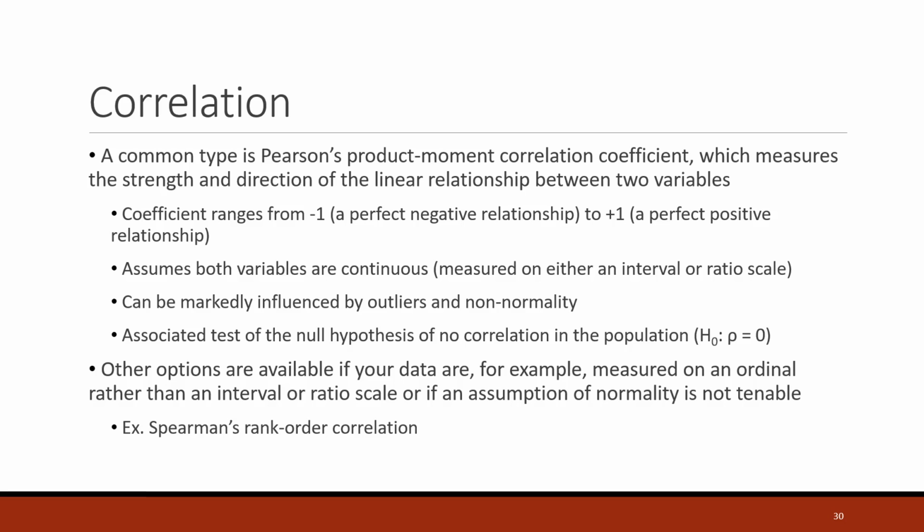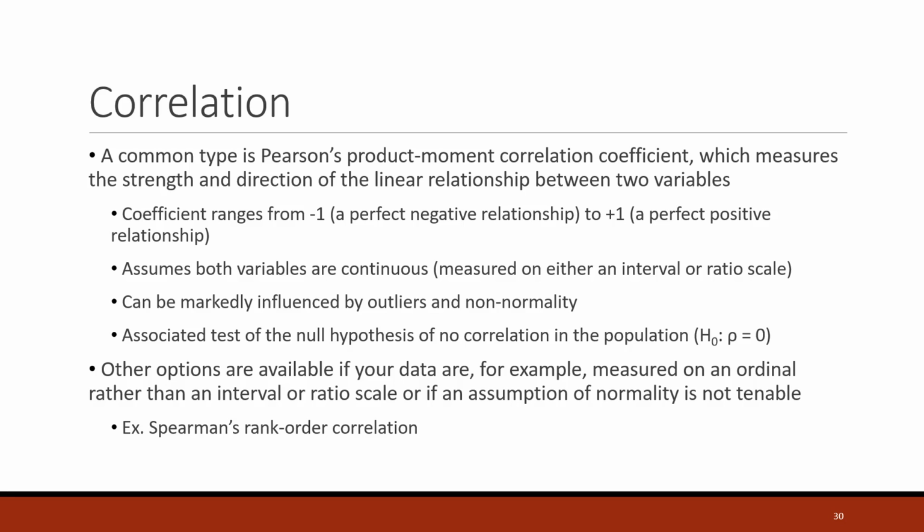Then other options are available if your data are, for example, measured on an ordinal rather than an interval or ratio scale, or if that assumption of normality is not tenable. So for example, we have Spearman's rank order correlation. Spearman's is non-parametric and it does allow for ordinal alongside interval or ratio data, but rather than measuring the strength and direction of the linear relationship between two variables, it instead measures the monotonic relationship between these two variables.